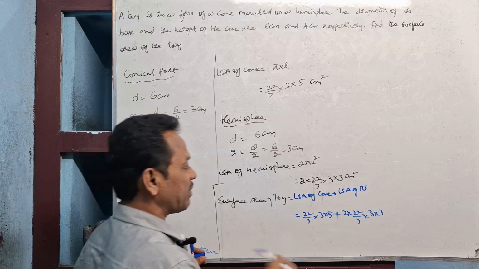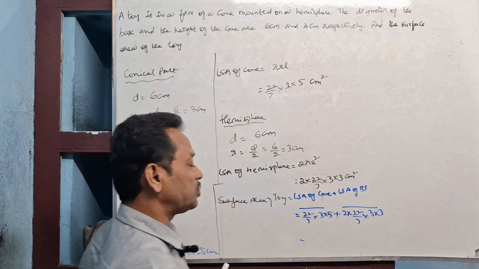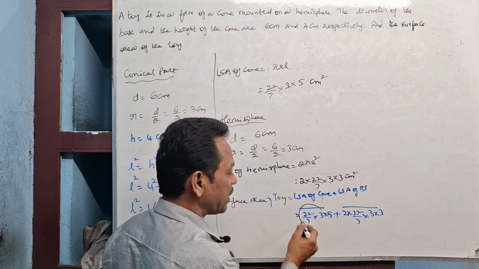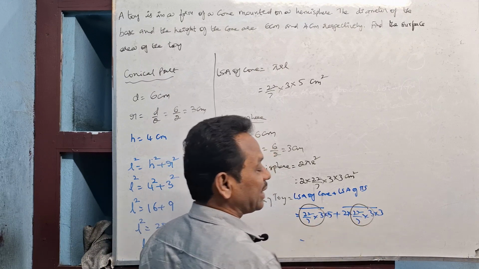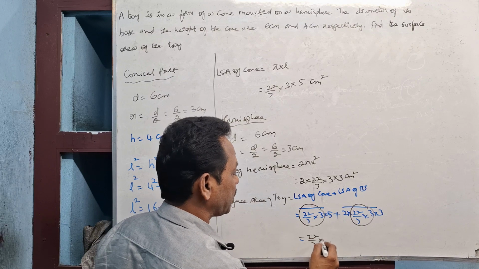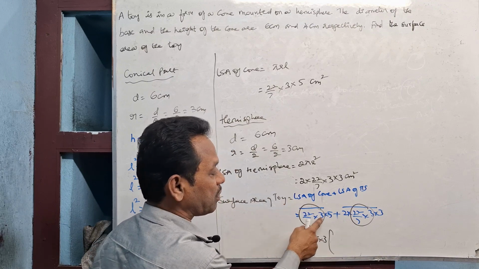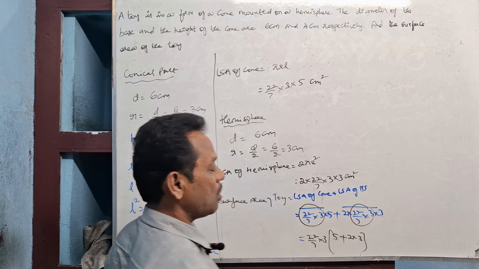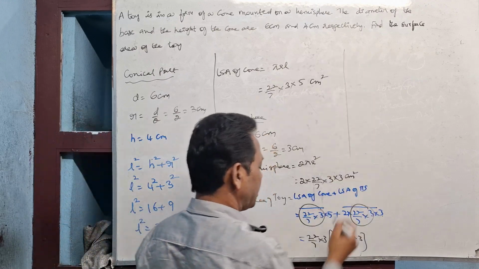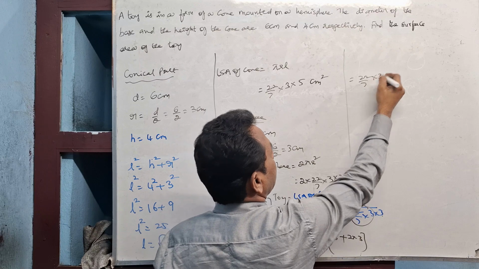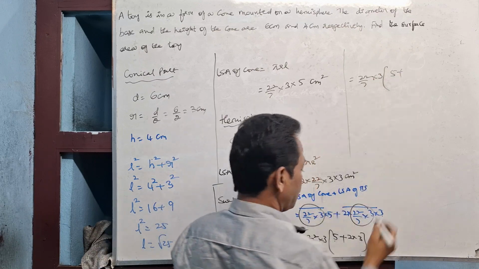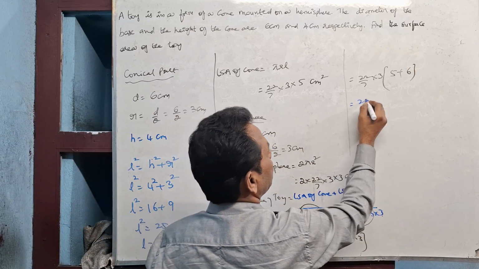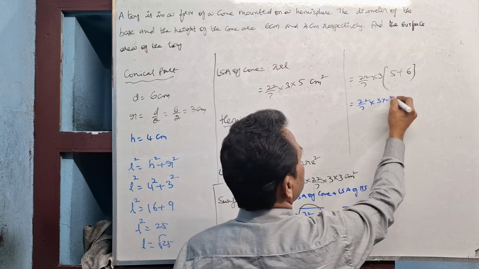So see, I will simplify. In these two terms we have something common. What is common to both terms? We can take 22 by 7 into 3 common. If I take 22 by 7 into 3 common, we'll get 5 plus 2 into 3. So that gives you 22 by 7 into 3 into, 5 plus 2 into 3, which is 6. Let me simplify: 22 by 7 into 3 into, 5 plus 6 is 11.